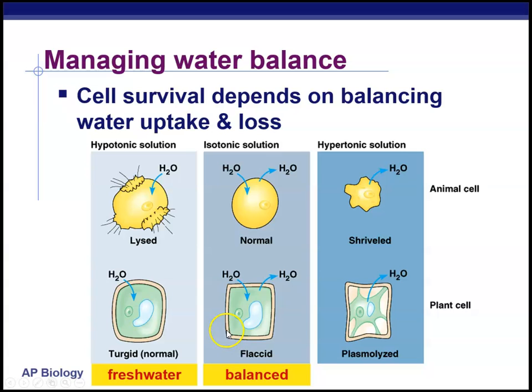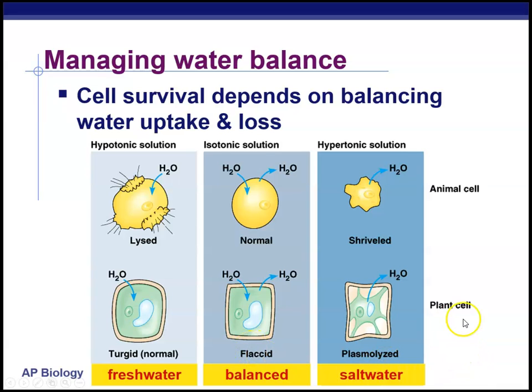In the plant cell below it, though, even though isotonic sounds really good for an animal cell, it's not quite as good for a plant cell. We say it's balanced, but it's kind of lacking some of that pressure that it had back over here in the hypotonic solution. And so we say this plant cell here is flaccid. It's just not quite as plump or filled up as our turgid cell over here.